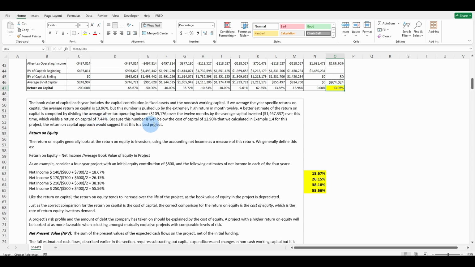Because this number is well below the cost of capital of 12.9% that we calculated in example 1.4 for this project, the return on capital approach would suggest that this is a bad project.